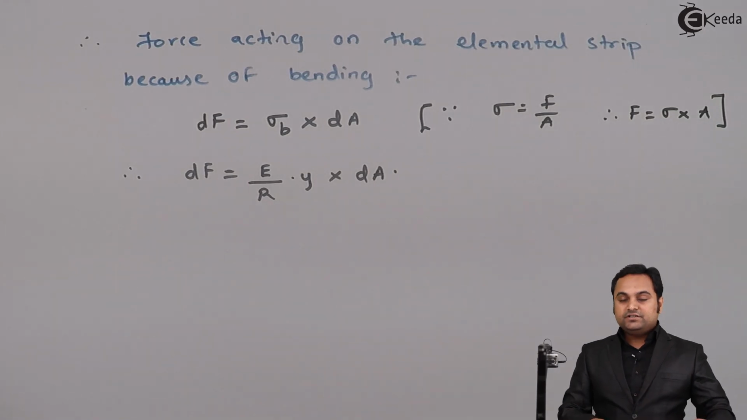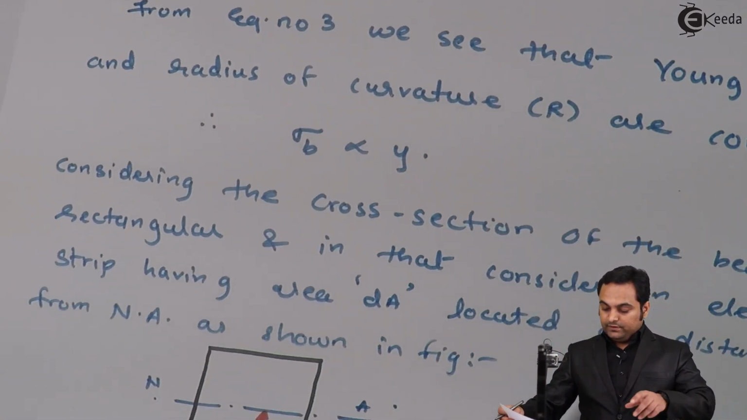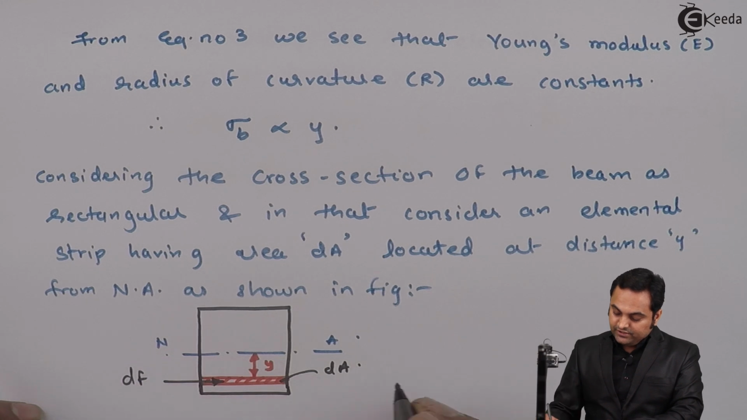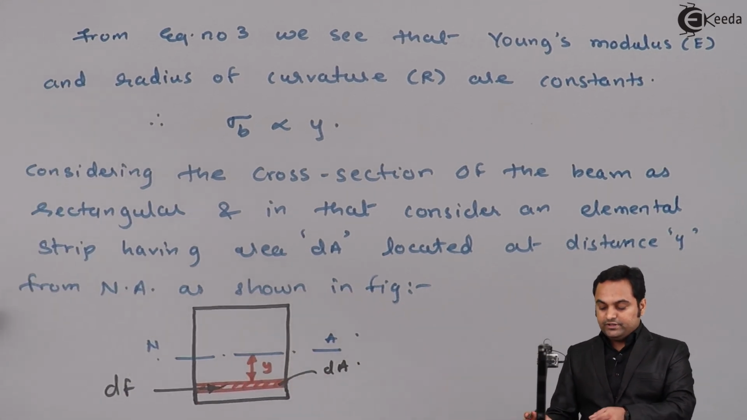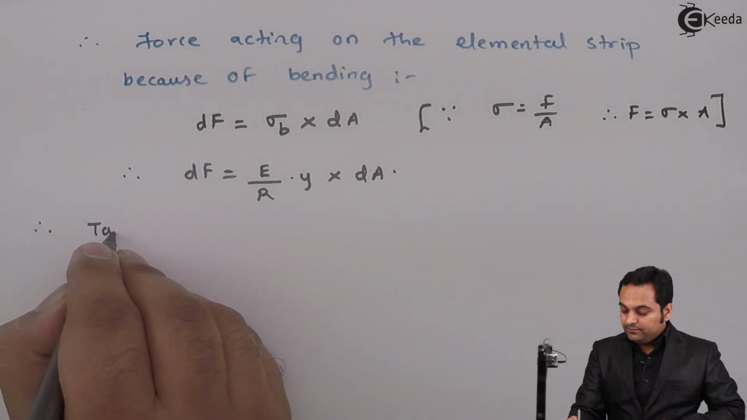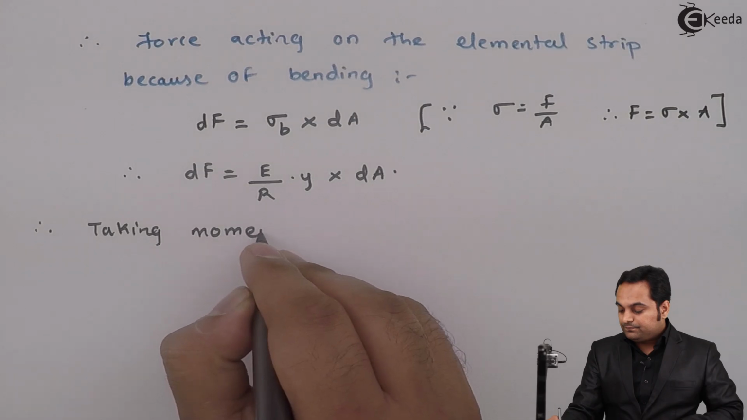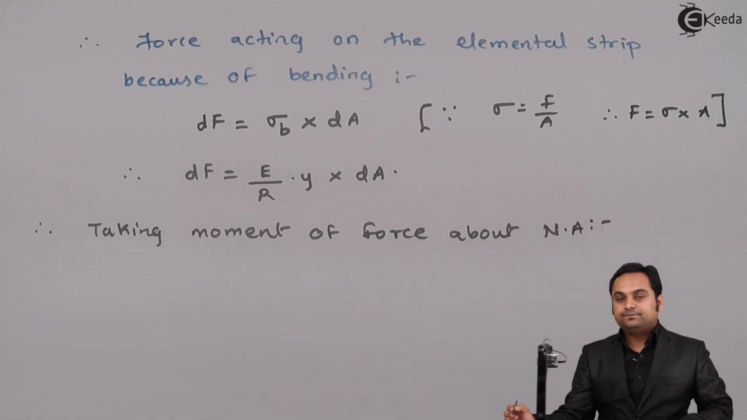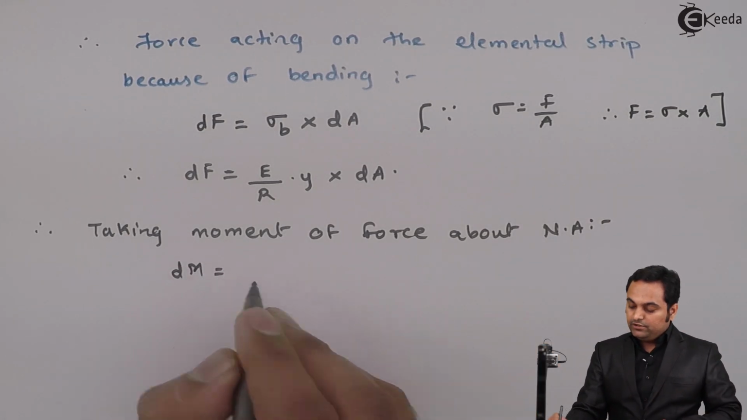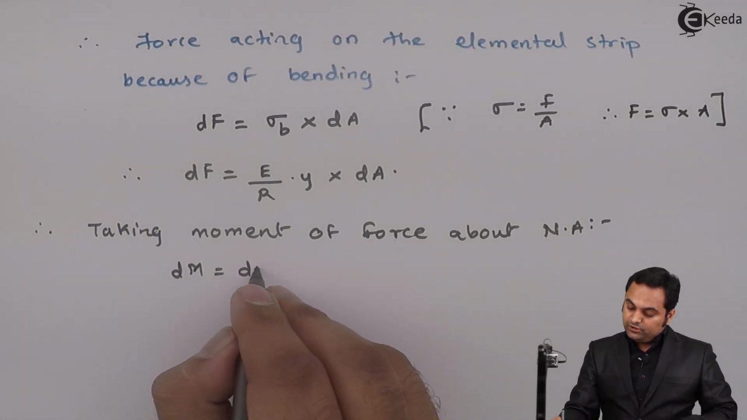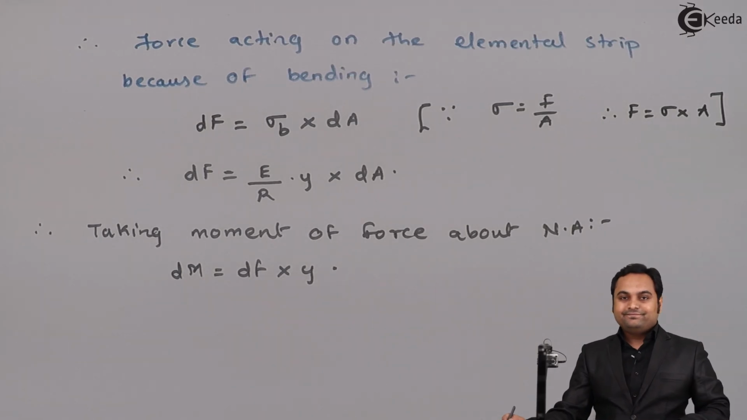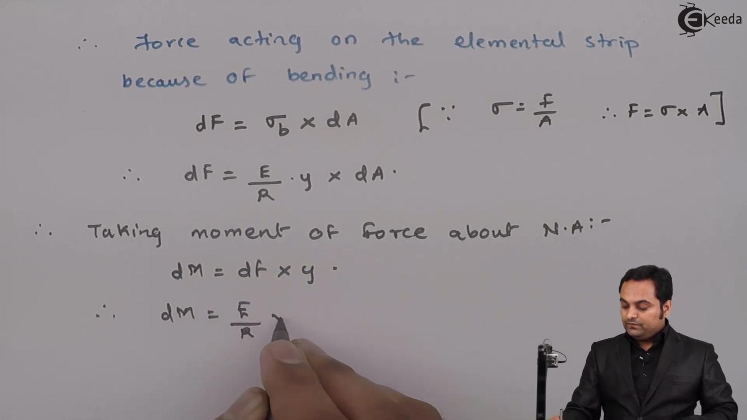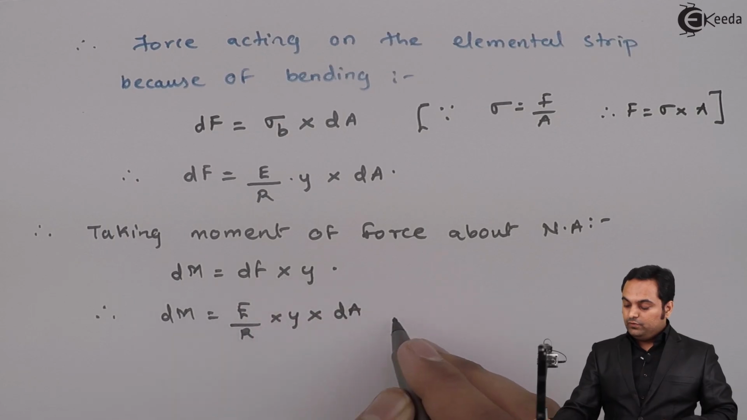Next, now after getting this force, I will take the moment of this force, that is here I am getting the force which is acting on this elemental strip, which is dF. Next I'll take the moment of this force about the neutral axis. So therefore taking moment of force about neutral axis, we have that moment as small dM, that is equal to small amount of force into distance y, and here dF is equal to E by R into y into dA into y.